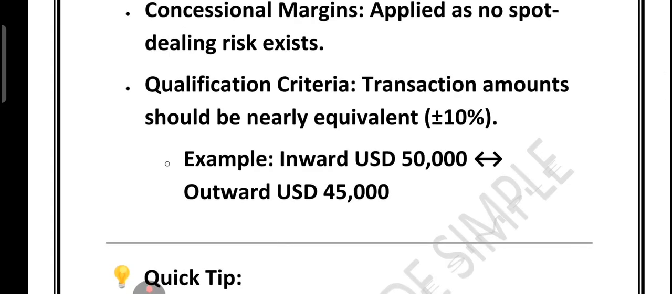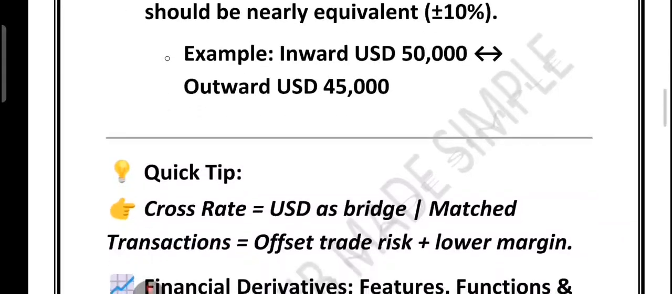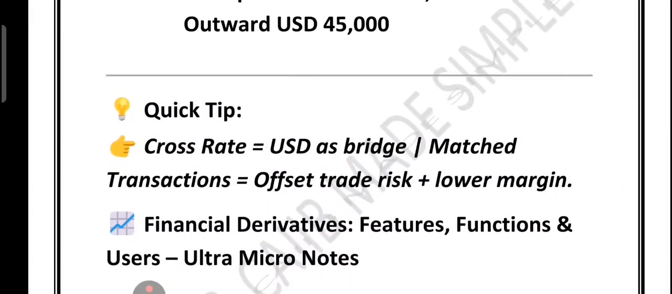Suppose I say inward $50,000, which is near about outward $45,000. So remember, in the case of cross rate, dollar acts like a bridge. Match transaction, offset trade risk, plus lower margin.